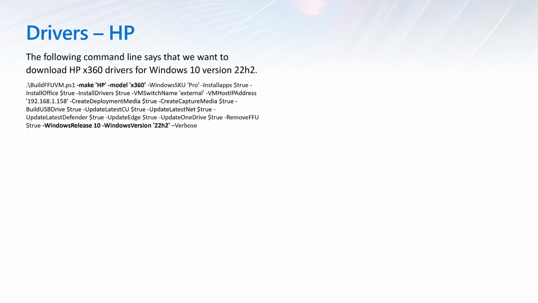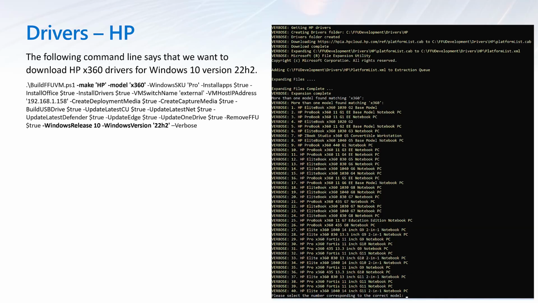And now with HP, again, very similar process. What's different here, though, is that we're including the Windows version parameter. In this case, -WindowsVersion 22H2. We need to do this because this is what HP requires. In order for us to download the correct files, we need to pass what version we want to use.